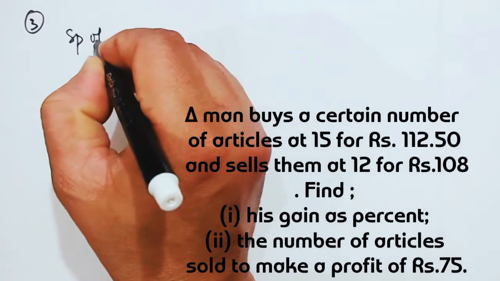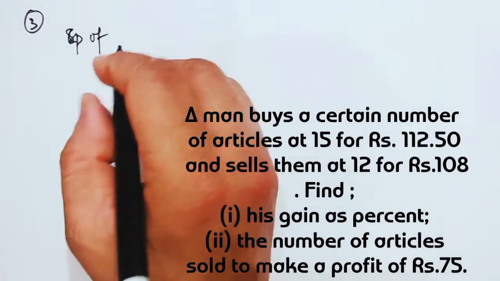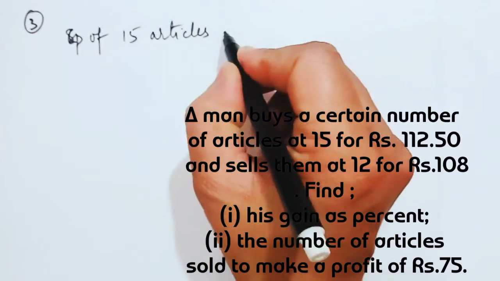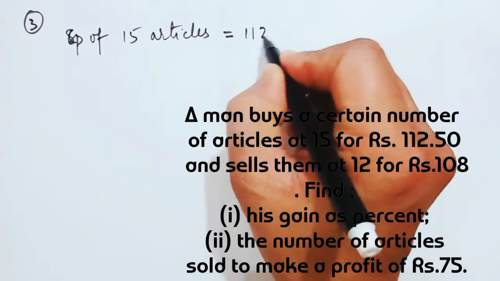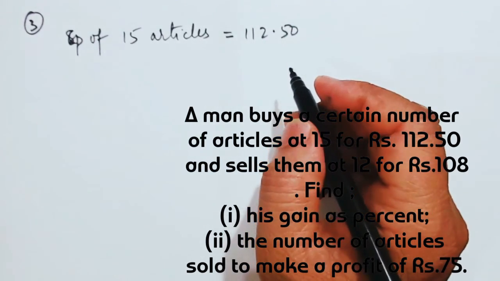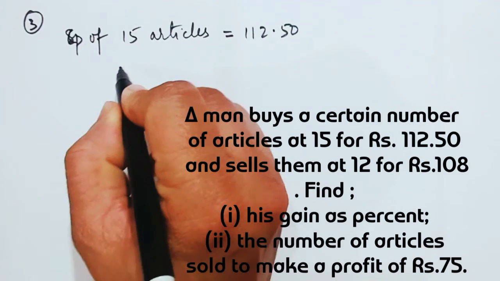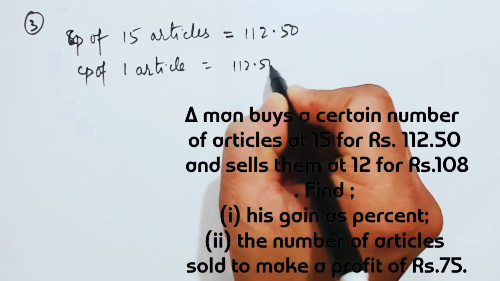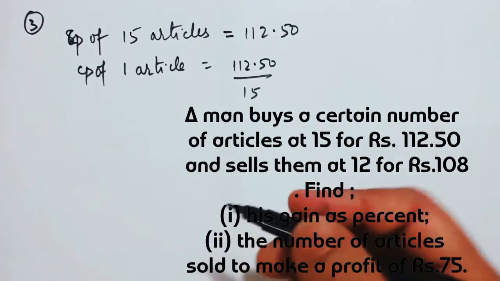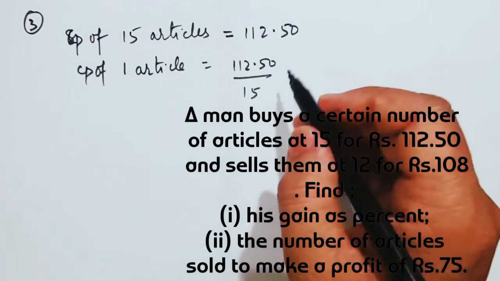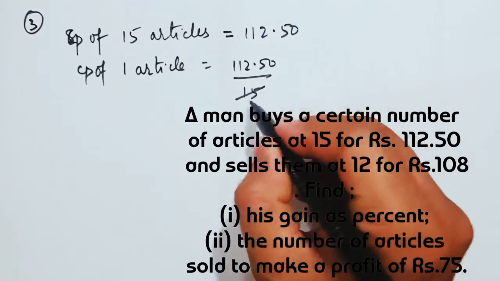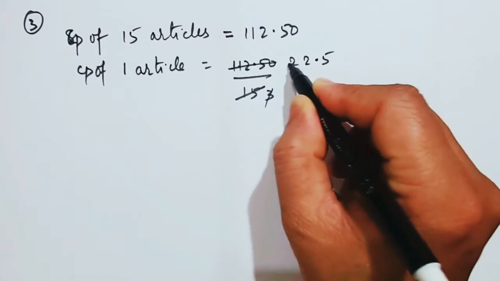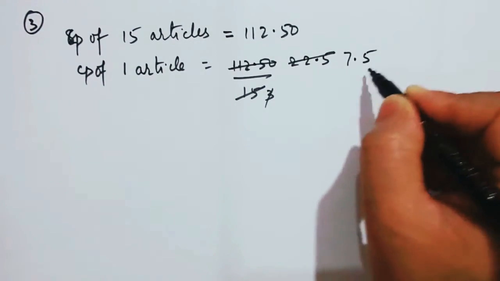So the cost price of 15 articles is equal to 112.50. Very good. So the cost price of one article will be how much? 112.50 by 15. I think you can cancel it. 5 3 times, 5 2 times, 10 2 times 10, and 5 times 25. 3 7s are 21 and 3 5s are 15. So 7.5 is the cost price of one article.